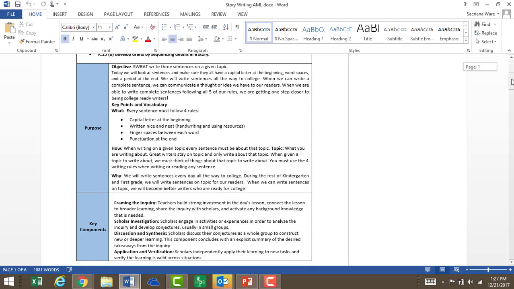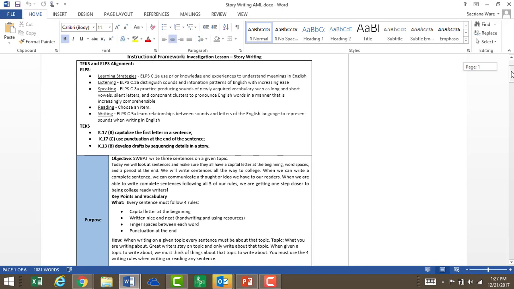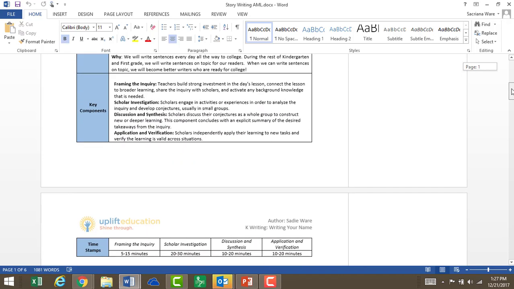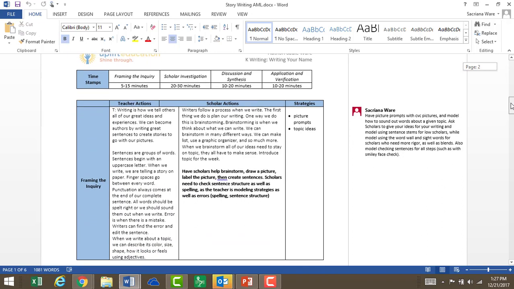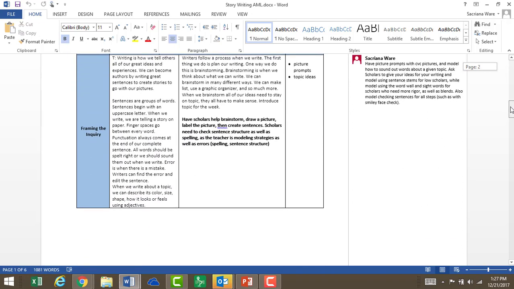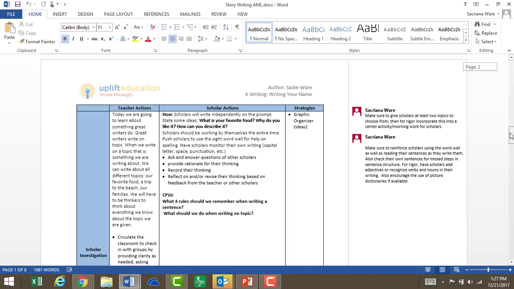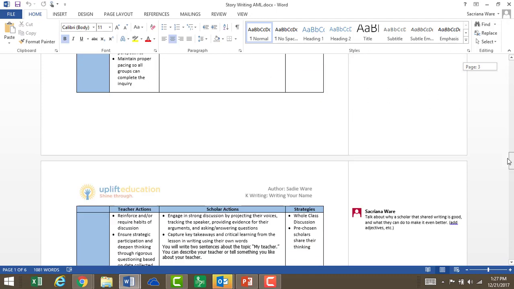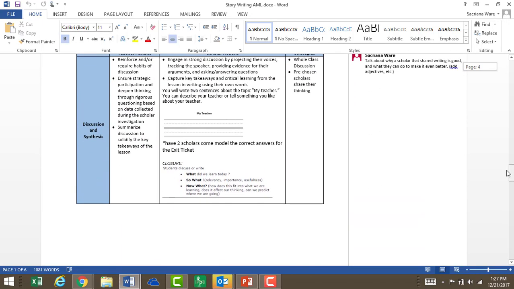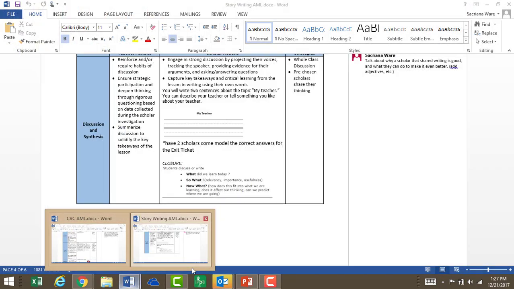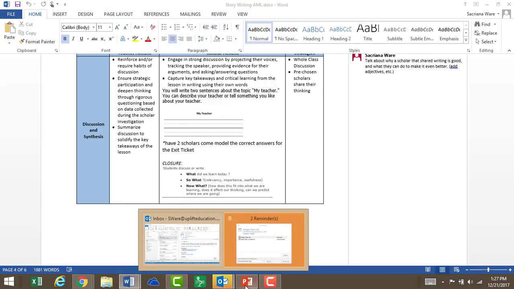And just let me know about their writing in their journals and story writing in general. So make sure you check this out if you need any help or ideas on what that would look like. And then just contact me with any questions you may have. But like I said, it's really fun for them, and it's really good to see their growth throughout the year.